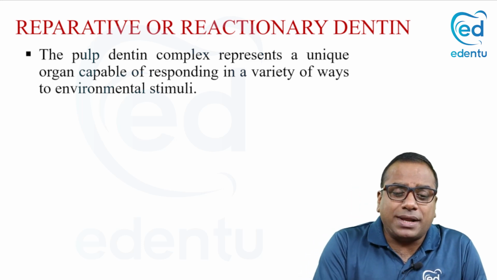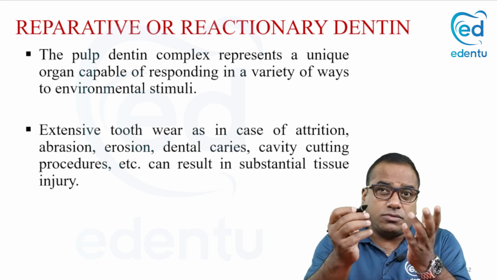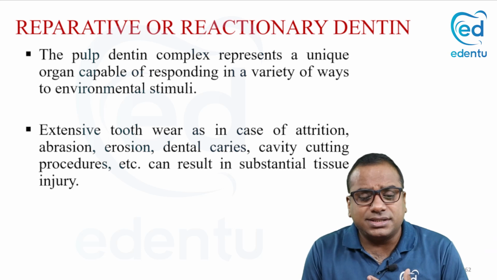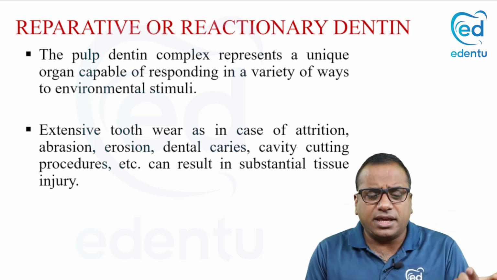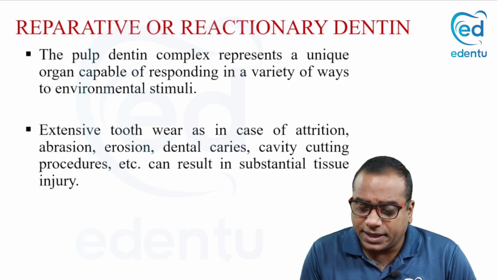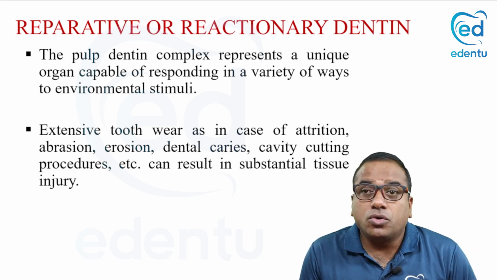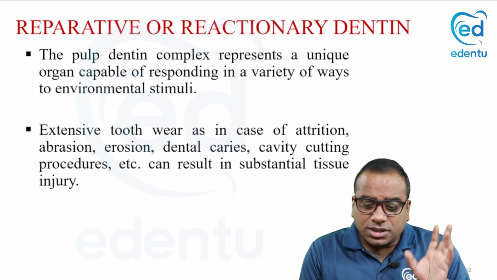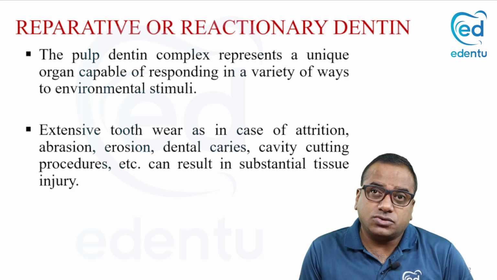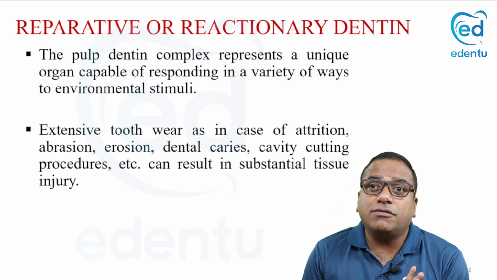The pulpal dental complex represents a unique organ capable of responding in a variety of ways to external stimuli. When an injury happens, a stimulus is given, such as attrition, tooth cavity cutting, or caries excavation, injury can happen and odontoblasts can die. But as I told you, some of the cells will fight back and try to grow back again. The progenitor cells of the pulp give rise to new odontoblasts. So they will not die completely, and from the pulp the progenitor cells are there to support them.